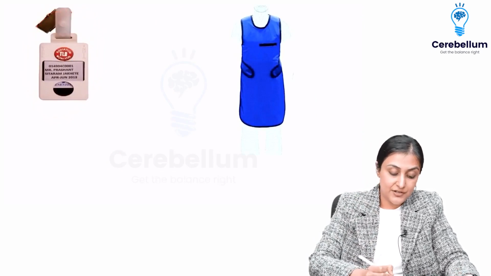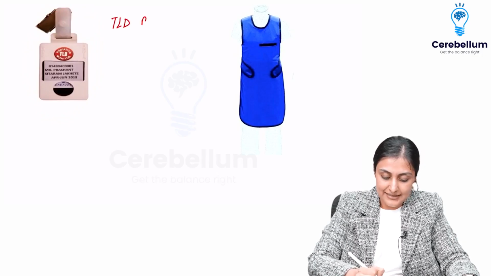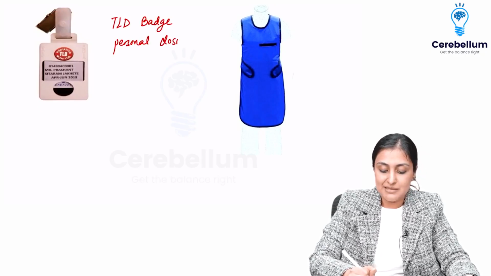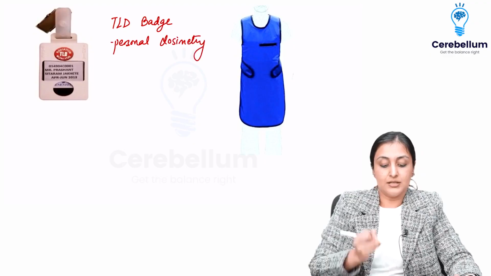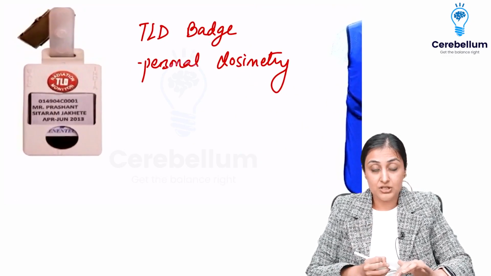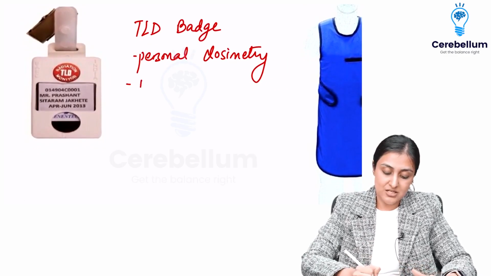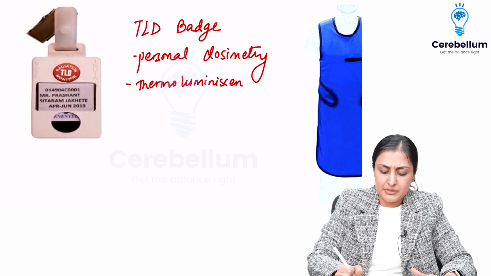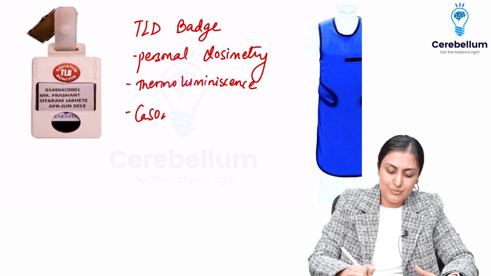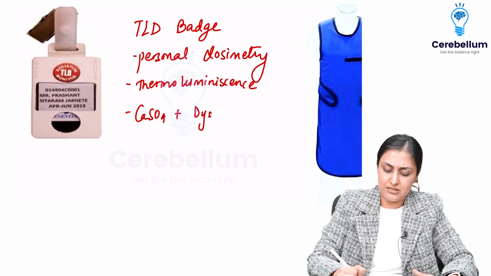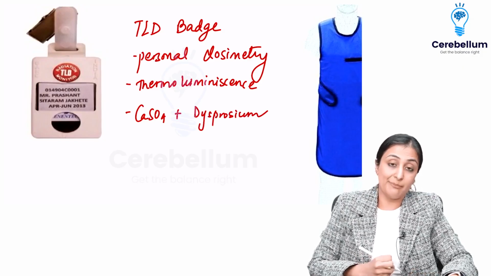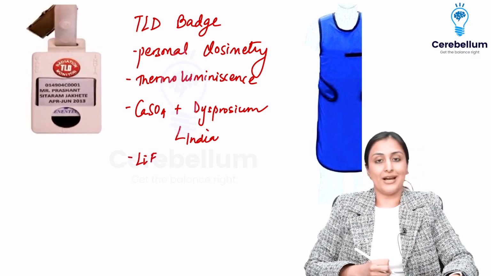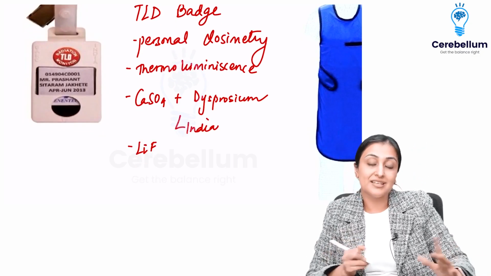So what is this here? This is what we call a TLD badge. TLD badge is the badge used for personal dosimetry. So this is what measures the radiation to the occupational worker. This is the thermoluminescent dosimeter. So thermoluminescence is the principle. The compound that is used to make it is calcium sulfate, which is having this dysprosium compound in addition. That is what is used in India. Apart from this, even lithium fluoride can be used, but the former is cheaper and that's why we prefer that.